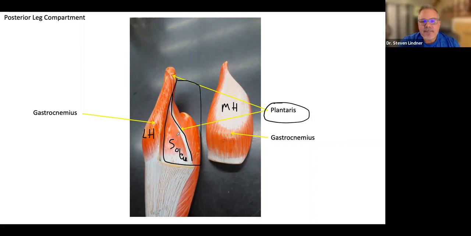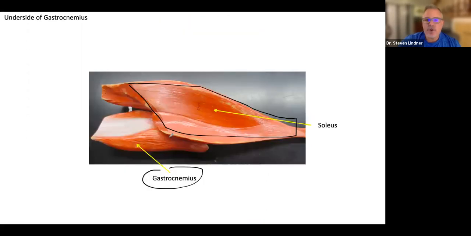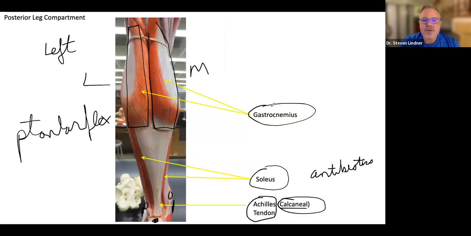Of the three, only one of them, which is the soleus, does not cross the knee joint. So the gastrocnemius crosses the knee. We can see it up here. It crosses the knee. And the plantaris crosses the knee, which is right there. There's the belly of it. We don't see the tendon, but we can see the belly.